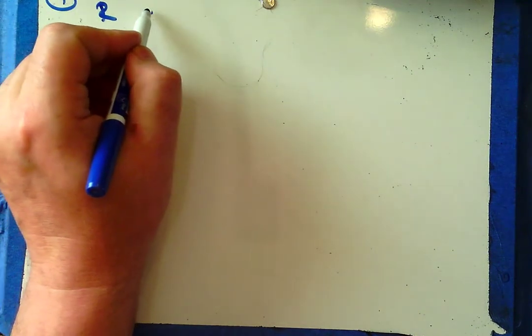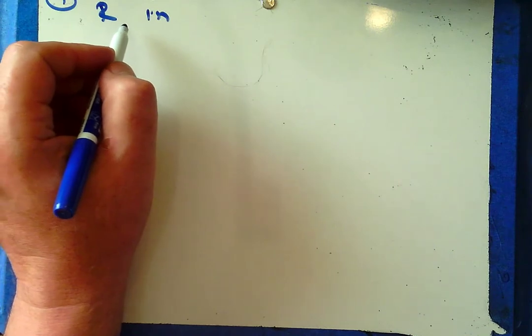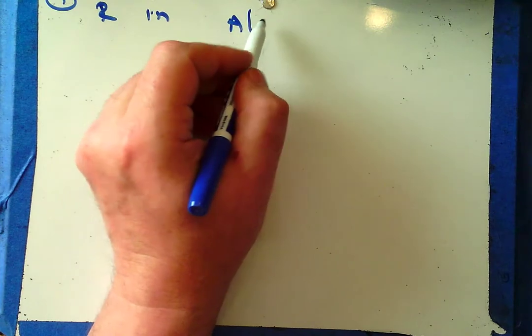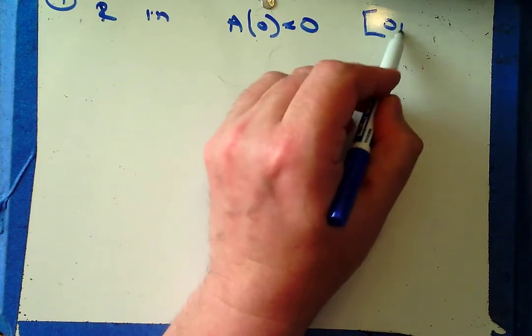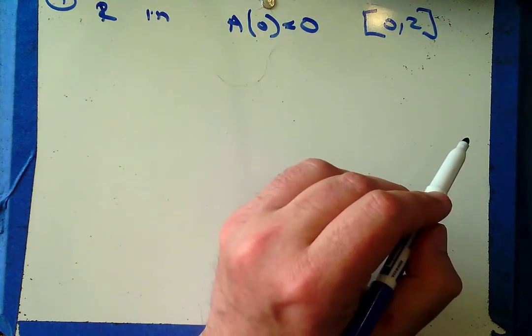Hi, welcome to AP Review 6, rates in and rates out. The rate at which people enter the auditorium for a rock concert is given by R. R is the rate in, and when the doors open, no one is in the auditorium. The amount of people in the auditorium at time equal to 0 is 0, and the doors are open from 0 to 2 hours. How many people are in the auditorium when the concert begins?